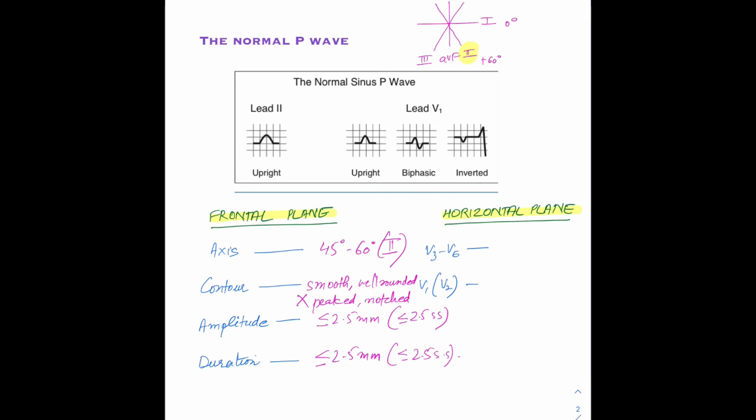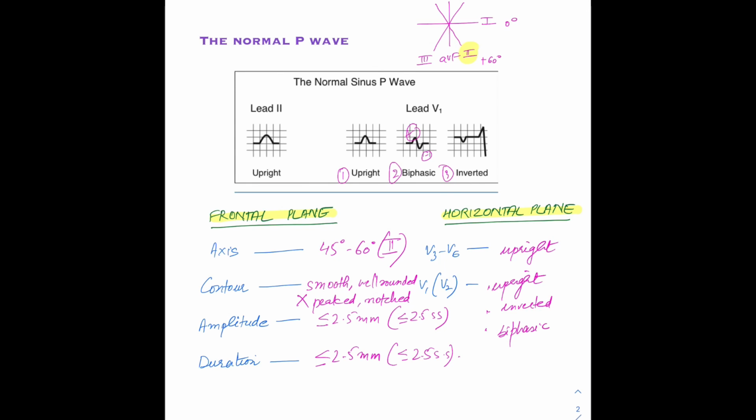Now coming on to the horizontal plane, we have the precordial leads from V1 to V6. We need to know that the sinus P wave is normally upright in V3 to V6. Okay, and in V1 and often in V2, the contour of the normal P wave may be upright, it can be inverted, or it can be biphasic. This is something that's shown in the figure above, that the P wave morphology in lead 1 can be upright, biphasic, or inverted. Biphasic means that the initial portion of the P wave is upright and the terminal portion is inverted.